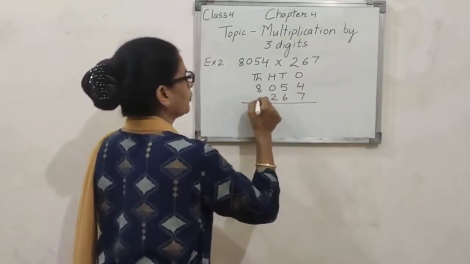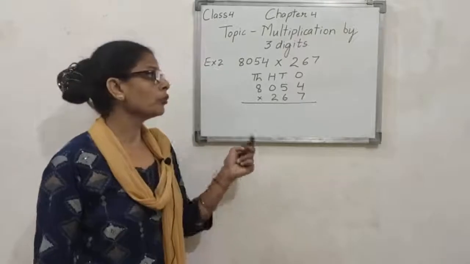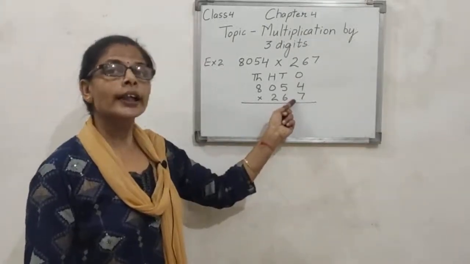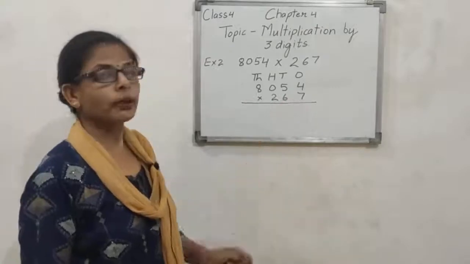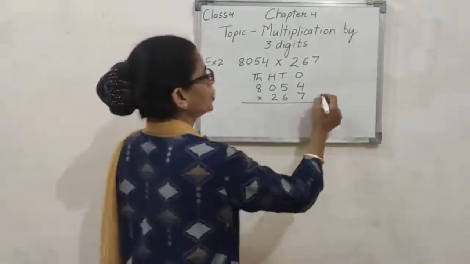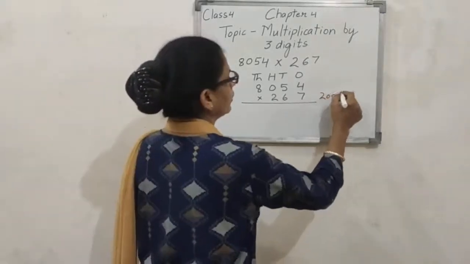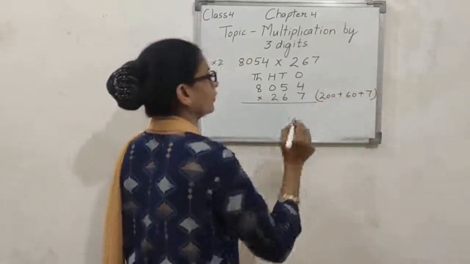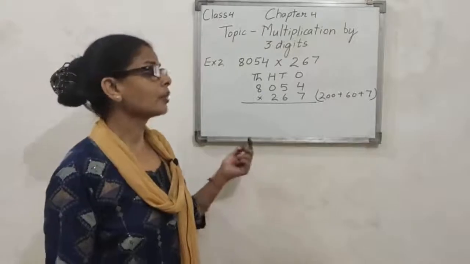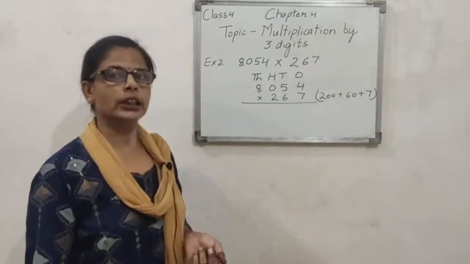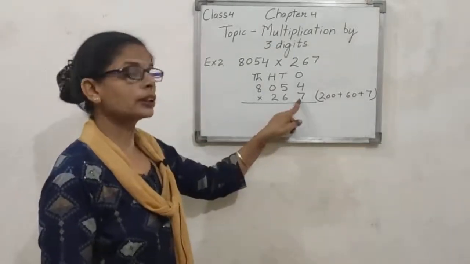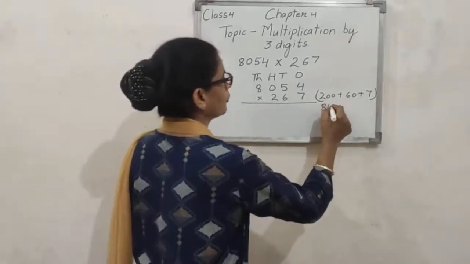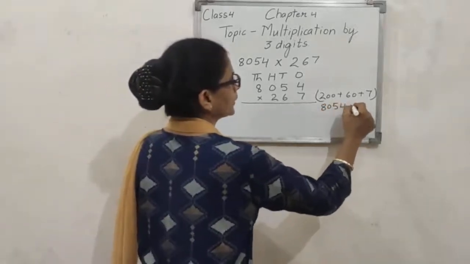267. Multiply them. Before multiplying, what do we have to do? We have to write the multiplier in the expanded form. What is the expanded form of this? 200 plus 60 plus 7. Now always start multiplying from which place? Yes, ones place. Ones place is 7. So we have to multiply 8054 by 7.